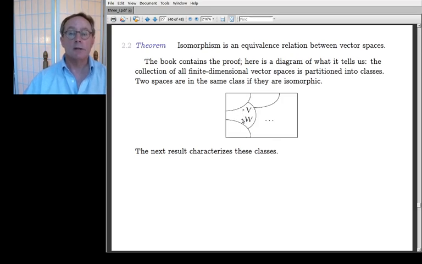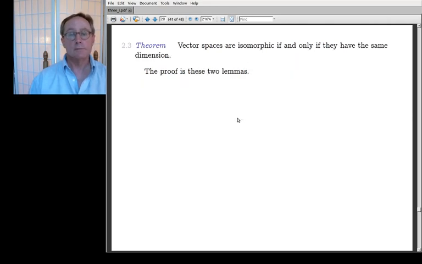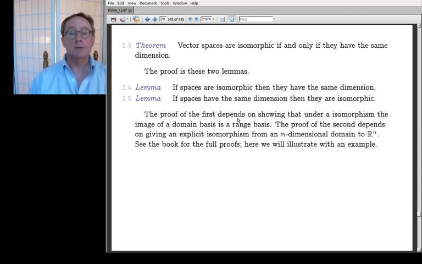If you look at a particular class, all the vector spaces that are just like R2, what's in there? And of course, I gave it away already. It's all the vector spaces that are two-dimensional. Vector spaces are isomorphic if and only if they have the same dimension. In the book's presentation, because each of the two halves is substantive, I broke it into two separate statements. If spaces are isomorphic, then they have the same dimension. And if spaces have the same dimension, then they're isomorphic.